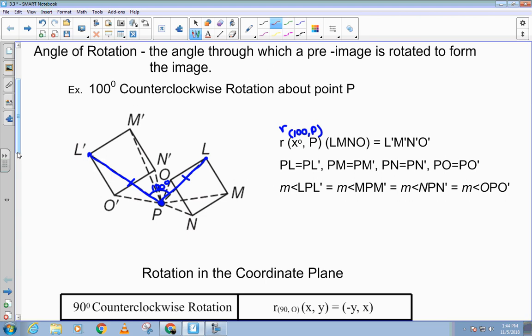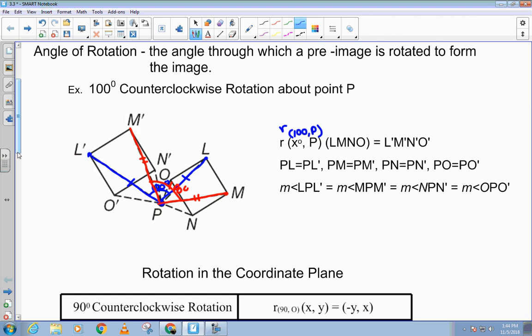Then you would do M. You would draw a segment from M to the center of rotation. You would measure, again, 100 degrees, and then you would do a congruent segment from the center of rotation to M prime. And those would have to be equal. And you would do that for every point. If you did it for every point, then you would create a rigid motion. Your pre-image and your image would be indistinguishable. They would preserve length of the segments and measure of the angles, if you did that for every single one of them.